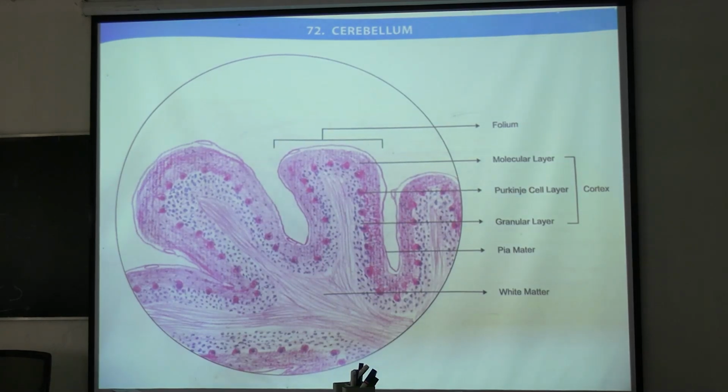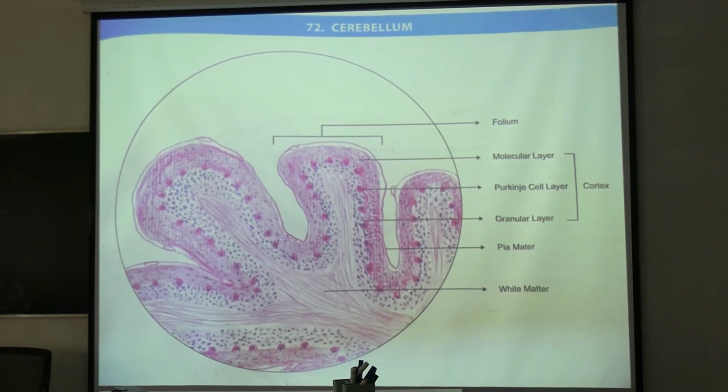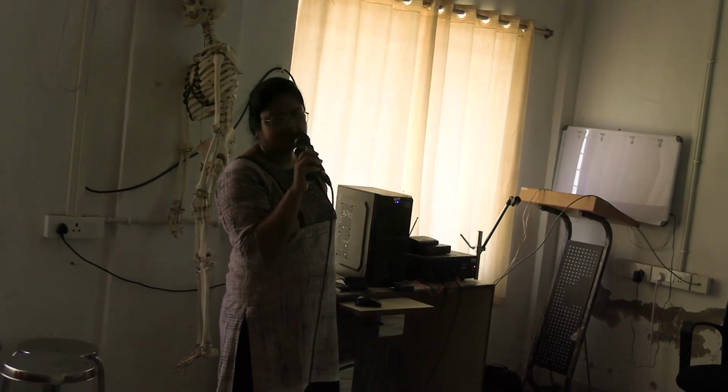Diagram you draw for cerebellum in your histology copy. Okay, outer pia mater covering here. Then this is the molecular layer, Purkinje cell layer, granular layer, and this is inner medulla formed by the white matter. Okay, so this diagram you draw in your histology copy. You have already drawn. Okay, for cerebellum. So prepare histology copy and prepare as a short note.